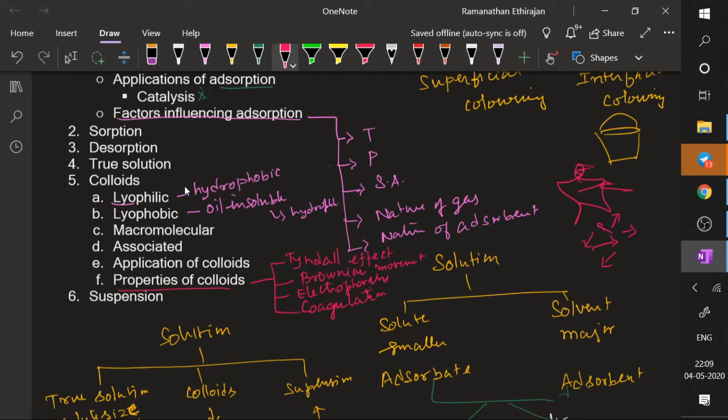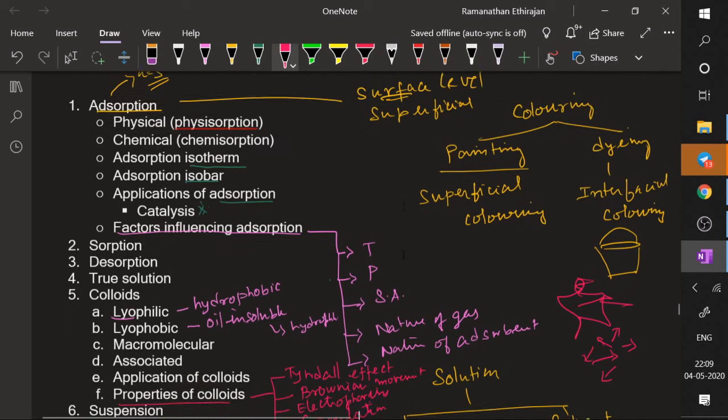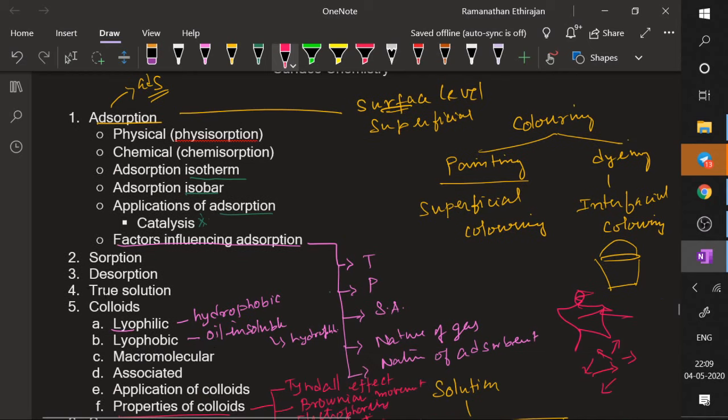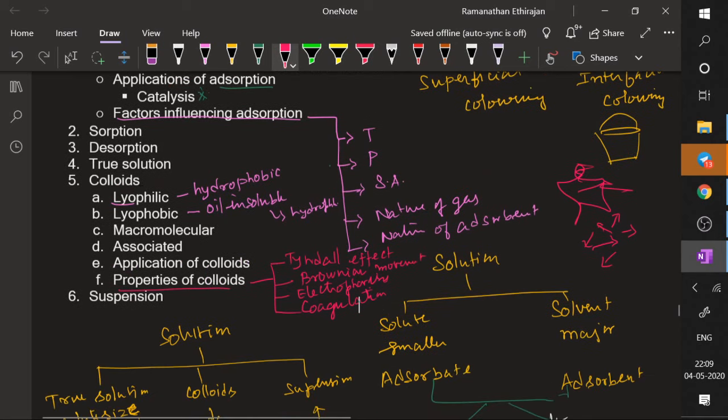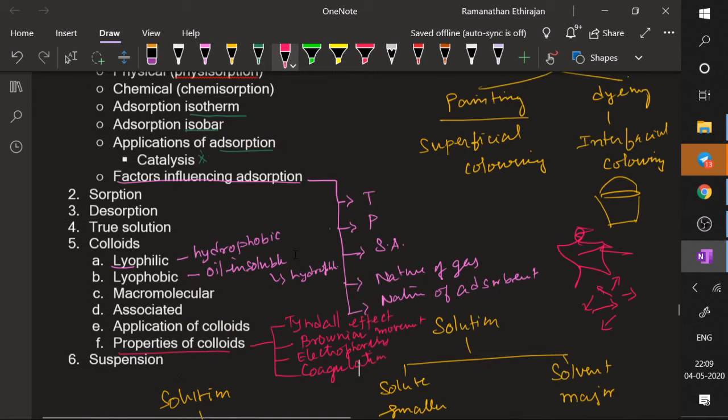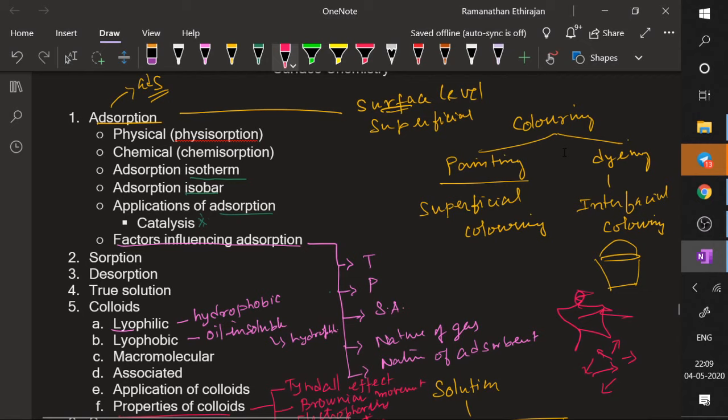So I hope I have now given the entire overview of surface chemistry. Under surface chemistry, we'll be discussing adsorption and its various aspects, then sorption, desorption, and true solution. Under colloids, we'll be discussing lyophilic, lyophobic, macromolecular and so on. Then we will discuss suspension as a separate topic. And as I already mentioned, we should know the differences between adsorption and absorption.